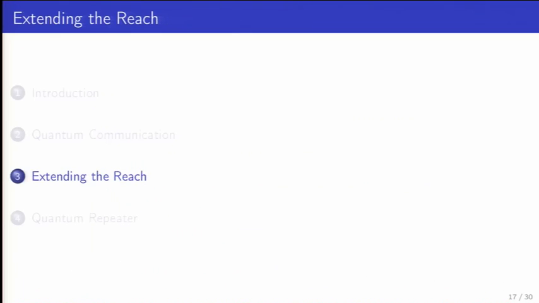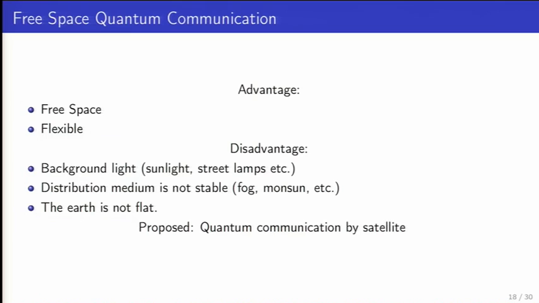So we have got some quantum communication going on in the laboratory, which is awesome, but we would like to go beyond, and therefore we need to extend the range. One thing we could do is use the free space, aka the air, which has the advantage that it is very flexible because air is nearly everywhere.